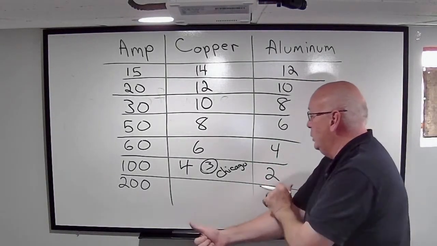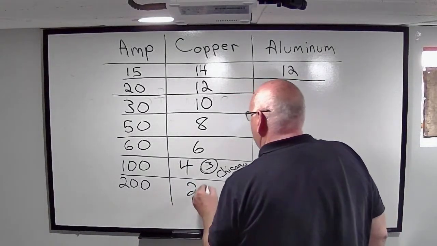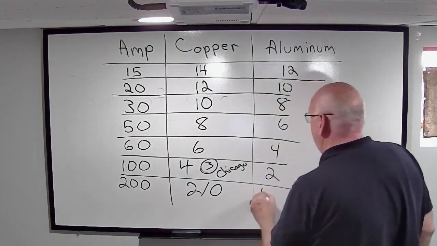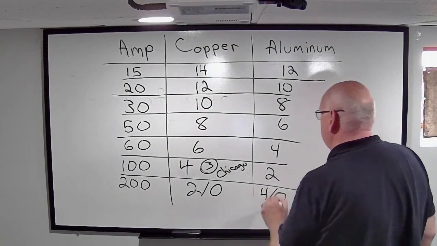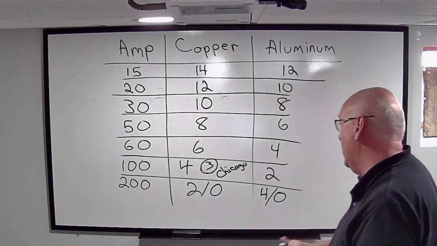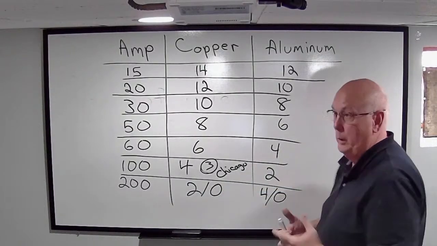But for the next one, we're going to transpose these. And then, so we're going to go 2/0, and 4/0 if it was aluminum. So that's talking about a 2-aught wire and a 4-aught wire.